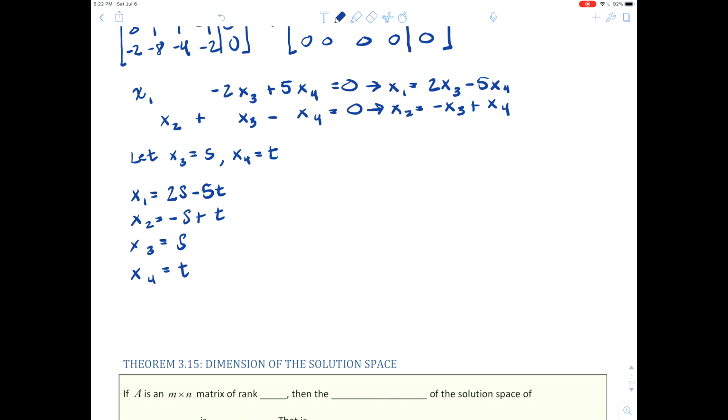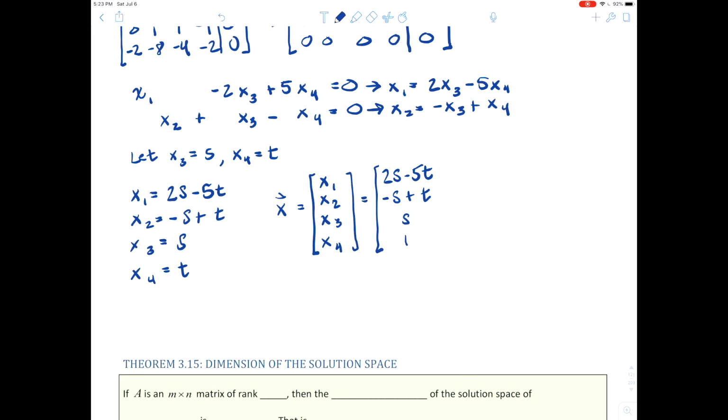Now, this is where we want to kind of put things together here, all right? So, what do we know about the vector x? Well, it equals x1, x2, x3, and x4. But what did we find for that? We found that this was equal to 2s minus 5t, negative s plus t, s and t. Cool so far?